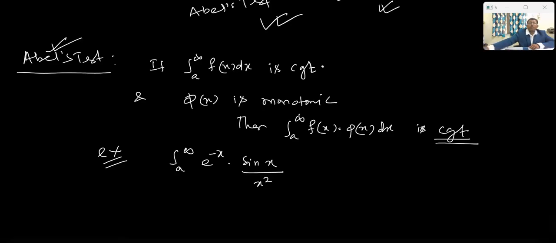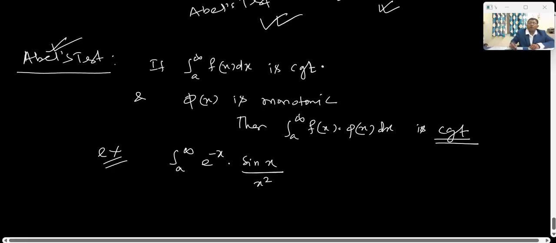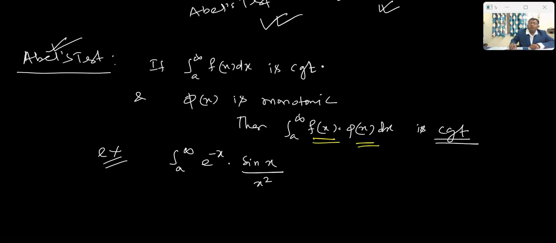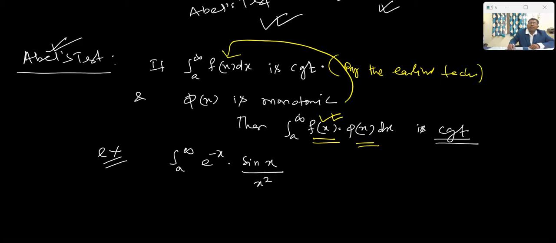Meaning you are asked to evaluate an integral of this form, a product form. So we see what happens to f. If f is individually convergent from a to infinity by the earlier techniques, tests 1 to 4, which we have already done, we apply them here and see whether it is convergent or not. And then we see the second function here.